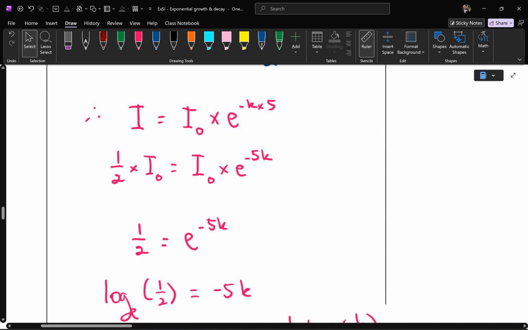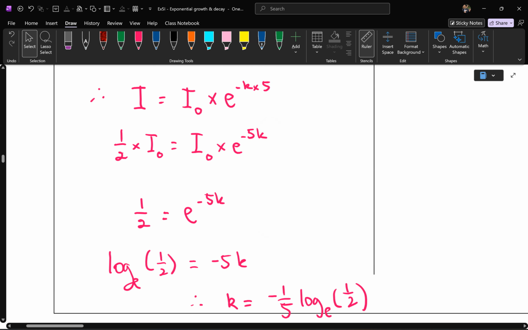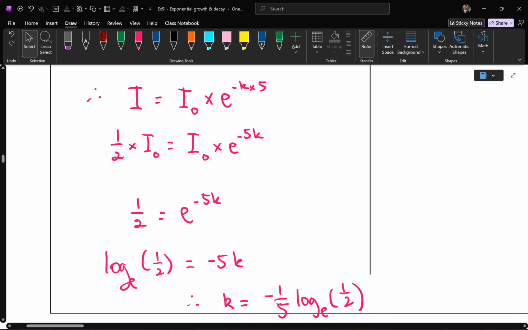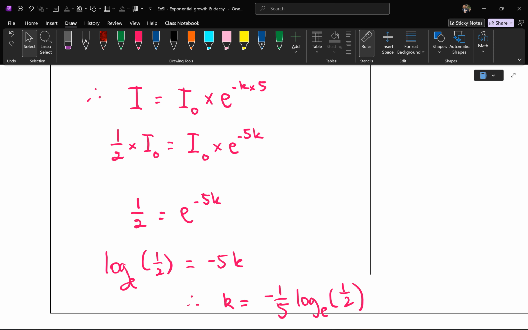So that's your starting point. And then what you should realize is that from this step, you just take all of the exercises. Since they're both times I naught, you can actually divide I naught on both sides, and that cancels out. And you end up with half is equal to e negative 5k. And then from there, you can use your CAS or you can do it by hand.